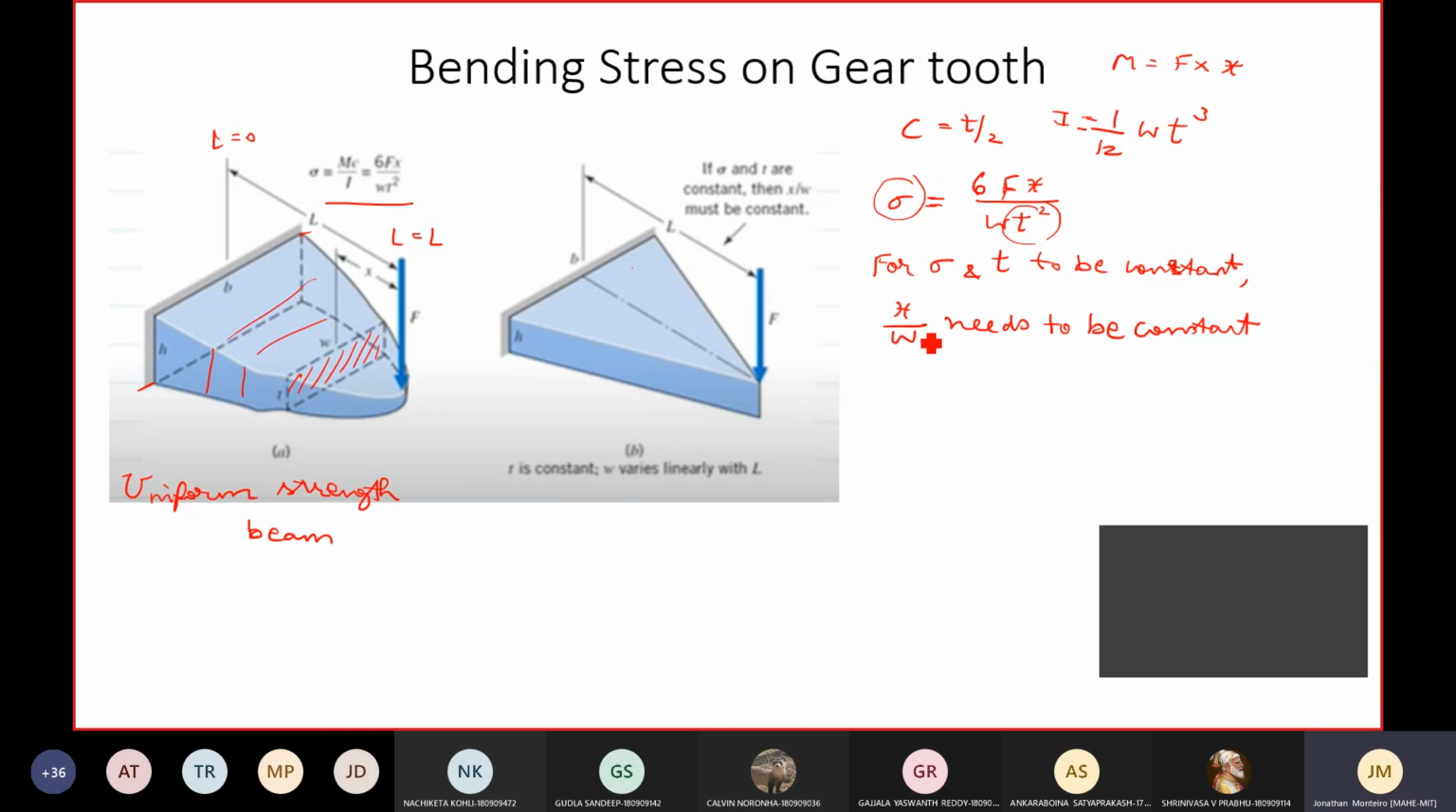But does it mean you can take any value of x and w? You see, T is constant and w should vary linearly with L. Only then this equation will make sense. That is, you should have a relationship between the length L, its percentage, and the different thickness depending on where it is located in L, W will vary. So W is highest at the root and the least at the tip. That is how we understand the uniform section beam.